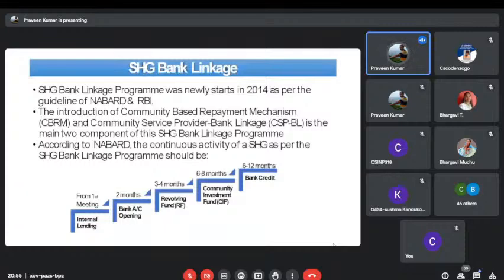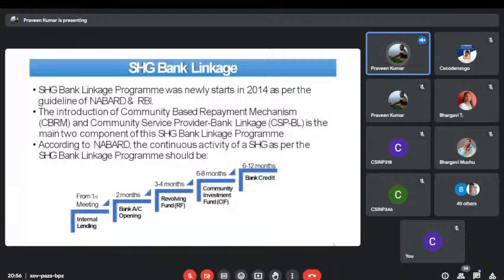As per NABARD, the activities of an SHG for bank linkage should be as mentioned: first internal lending, then bank account opening, then the revolving fund which we provide, then the CIF which is provided by the higher level institution, and then the bank will give you credit. If you have a good record on all these four stages, the bank will give you credit. CBRM and the community service provider are the main two components of this SHG bank program.